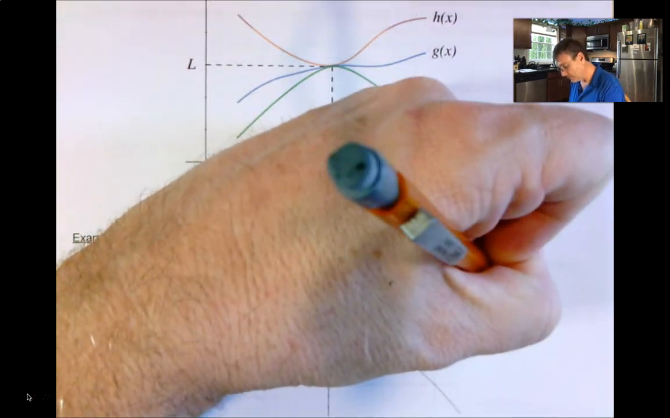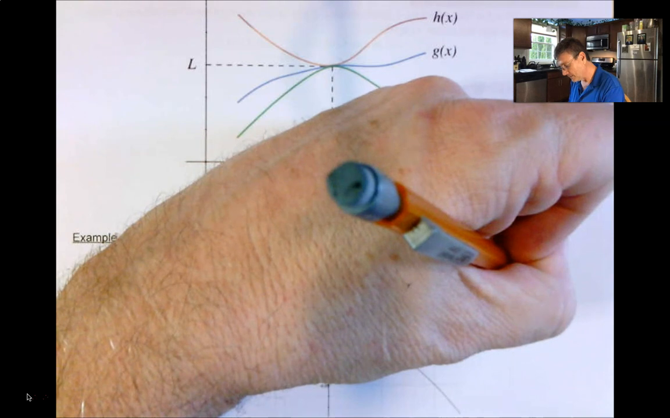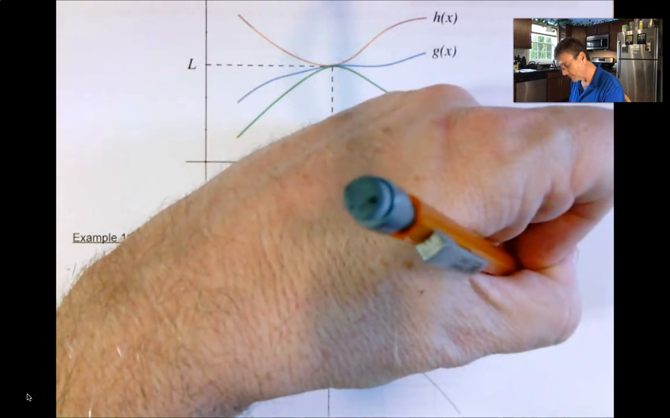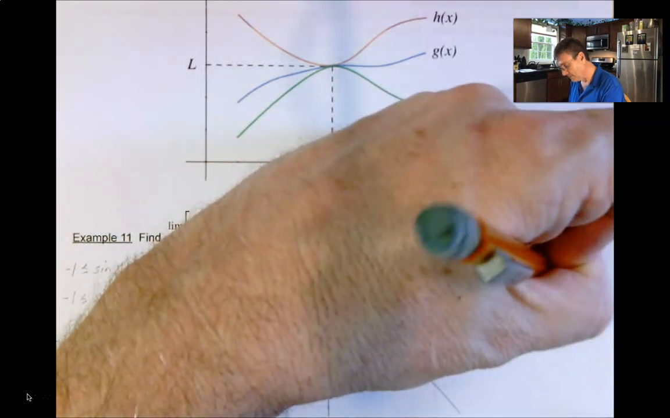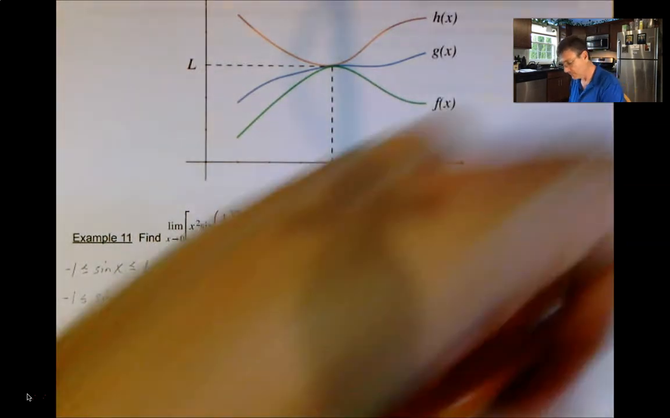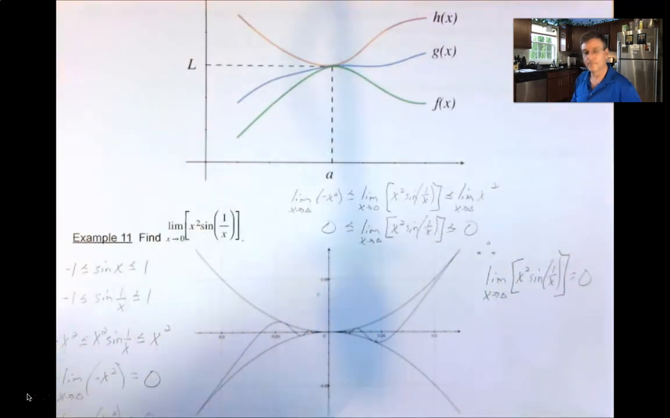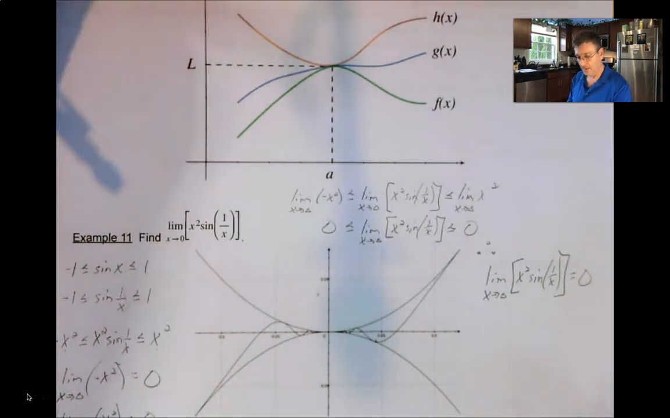So the limit as x approaches 0 of x squared sine 1 over x equals 0. Therefore, that is the answer to example 11.